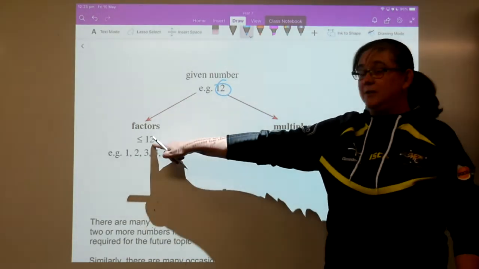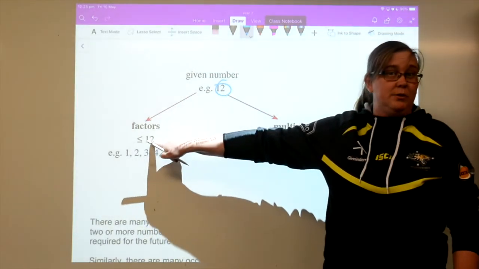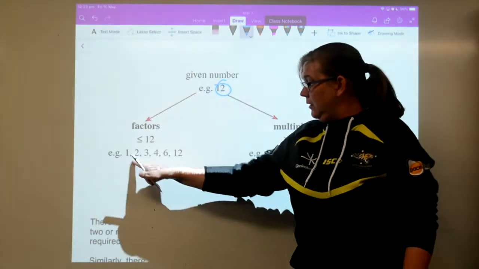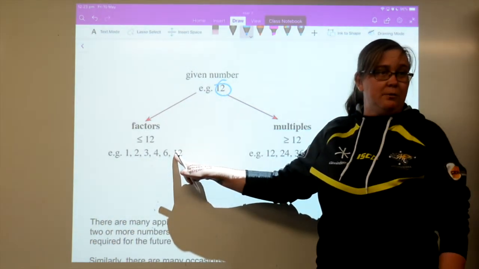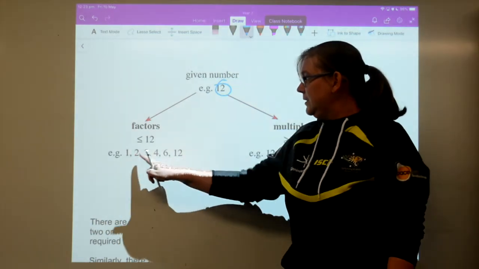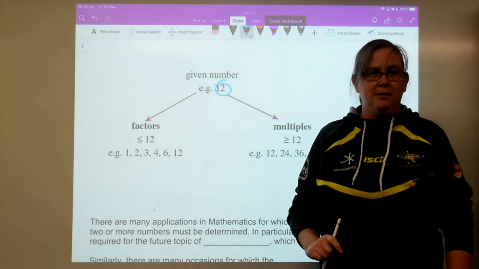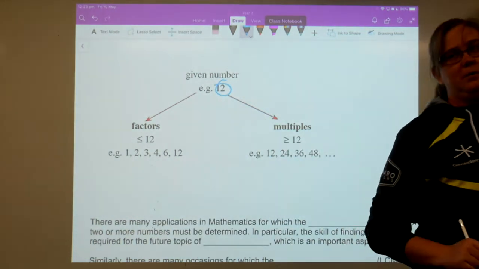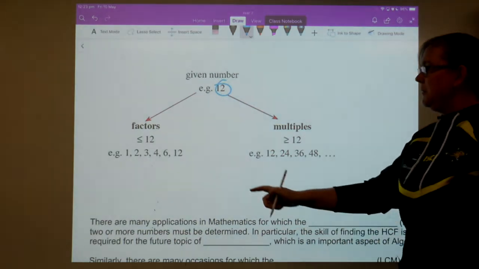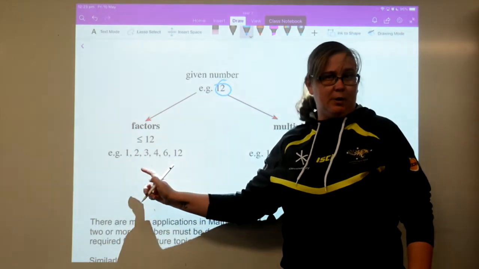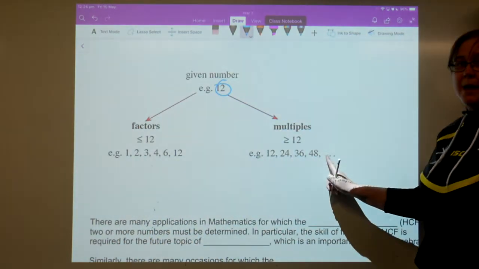Alright, the factors. So we need numbers that are less than or equal to 12. We've got 1 and 12, because you multiply 1 and 12 together, and what do you get? 12. We also have 2 and 6, because if we multiply 2 and 6 together, we get 12. And then 3 and 4, because we get 12. So they're all our factors of 12. They're smaller than 12 or equal to 12. Over here we have its multiples.